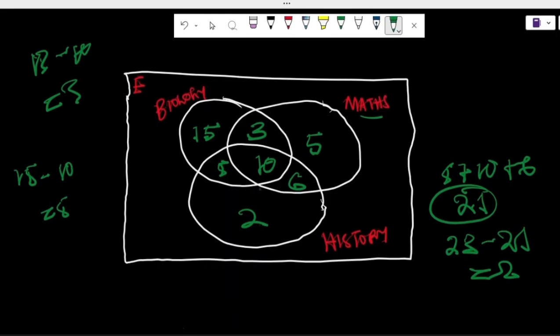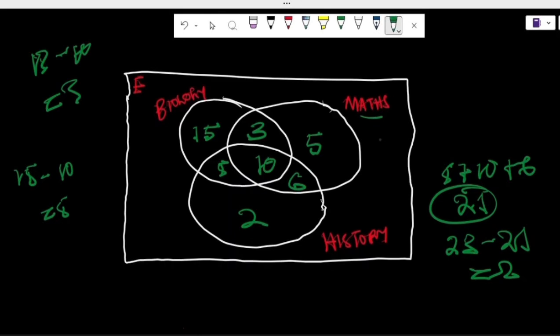So this information only shows that when you look at biology, notice that 15 students collected biology only, while other students collected other textbooks as well. The same is true for this one. Only 5 students collected the maths textbooks. And here we have only 2 students who collected the history textbooks.